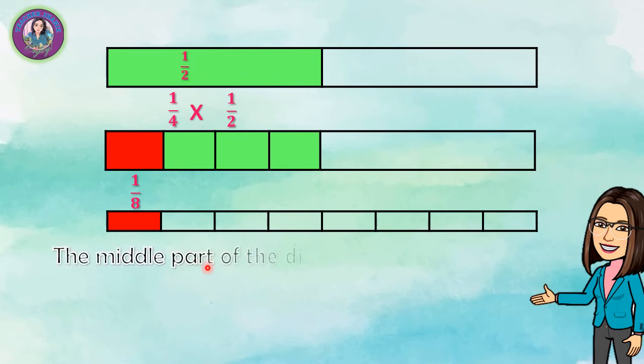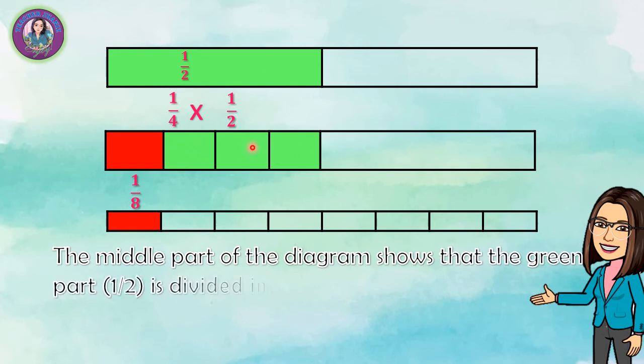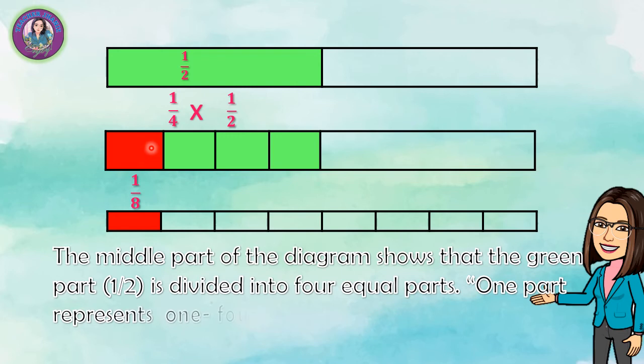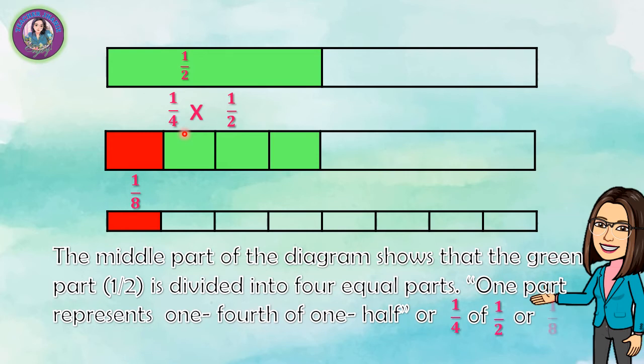The middle part of the diagram shows that the green part, 1/2, is divided into 4 equal parts. One part represents 1/4 of 1/2, and 1/4 of 1/2 is 1/8.